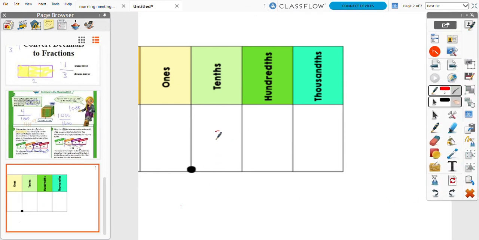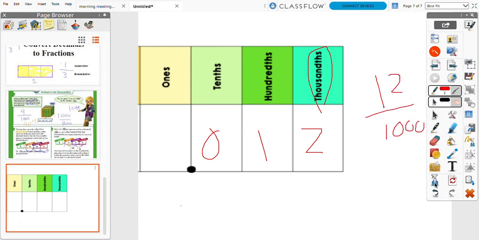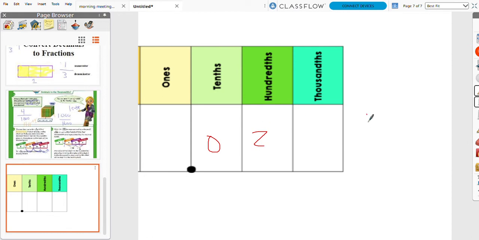What if I had this one? We would read this one as the number 12 thousandths. How do I represent 12 thousandths as a fraction? Well, you just said it. It's that easy. 12 thousandths. Or back to the other example I had there, 2 hundredths would be just 2 out of 100, 2 hundredths.